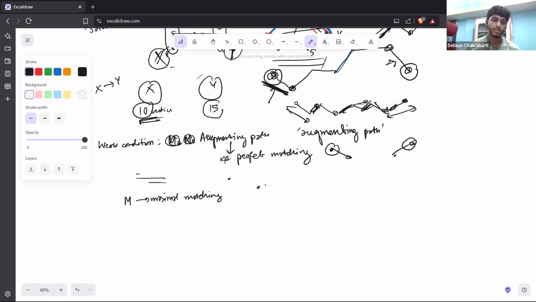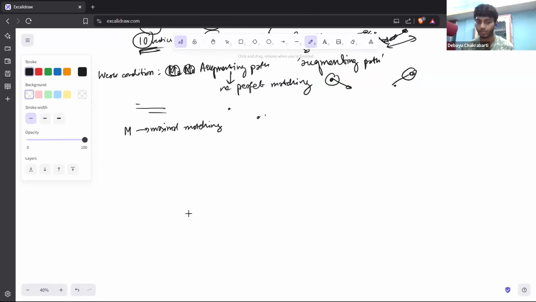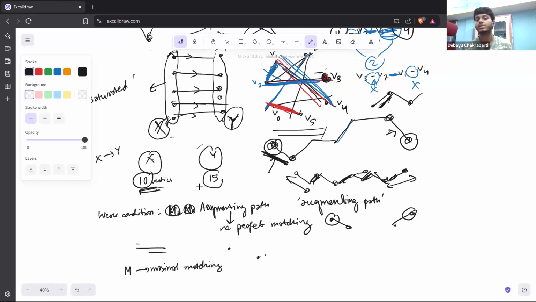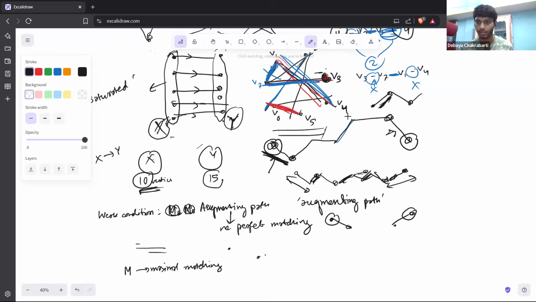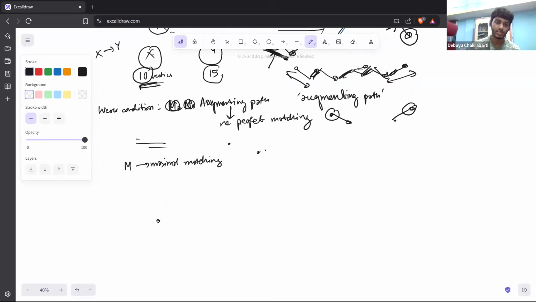Anyway, before we prove this, let's analyze what's going on when you have two matchings in a graph. Let's just consider a random graph. We'll label them later. Okay, let's consider eight vertices.